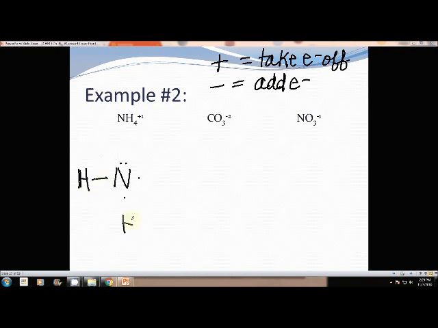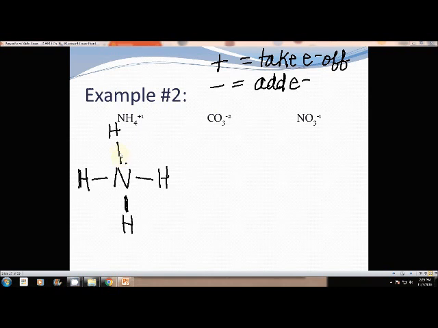There's 1, 2, 3. Where am I going to add my 4th one? On the top. So you have to pick one of them to add it to. So I'm going to pick the left one, just because.